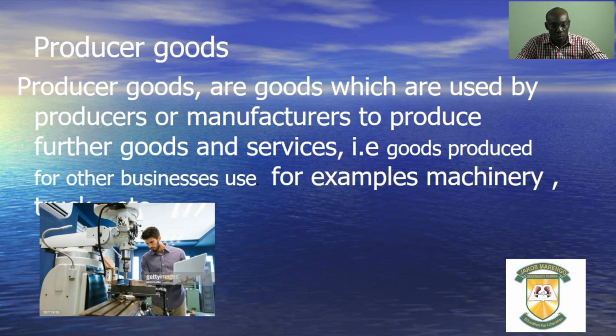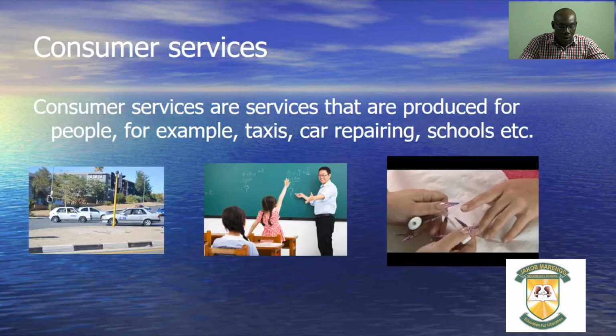If you look at that gentleman, there is a machine in front of him. What is he using that machine to do? He's using that machine to produce further goods and services that other people will use. Maybe he's drilling a particular machine or he's using it to fix something else. So producer goods are goods that are used by a producer or manufacturer to produce further goods and services.